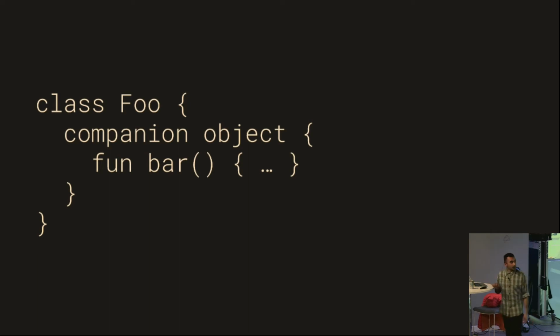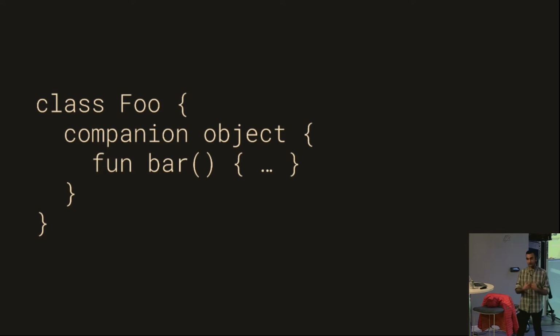Well, let's look at a few things here. Firstly, Kotlin does not have static methods. They just don't really exist. It kind of makes sense when you think about it. But anyway, static methods don't really exist, but instead you have this construct called a companion object.